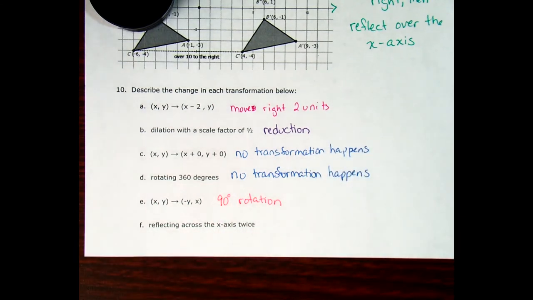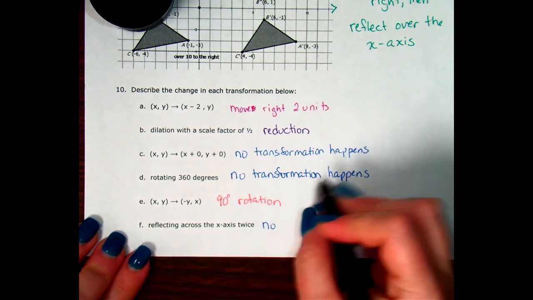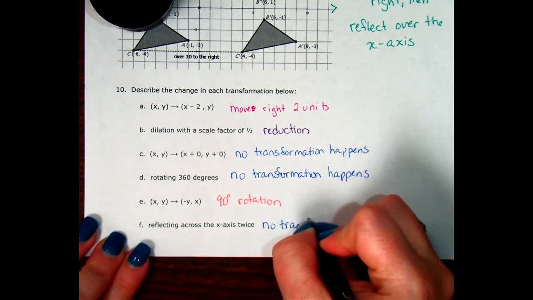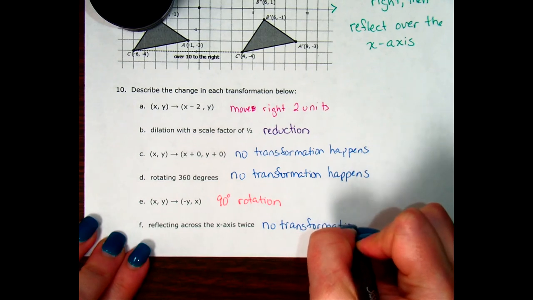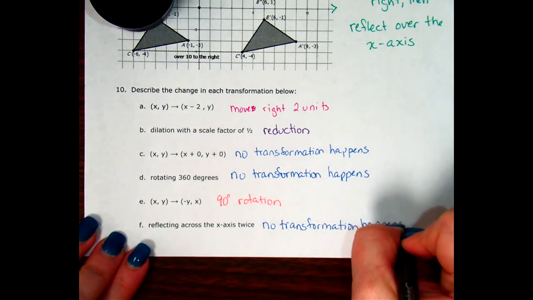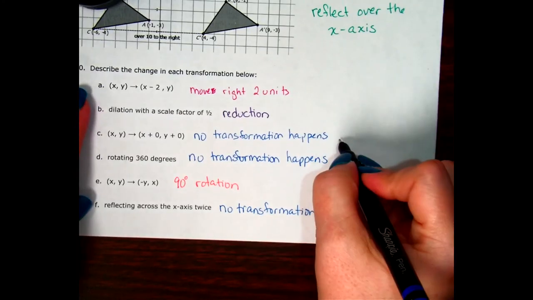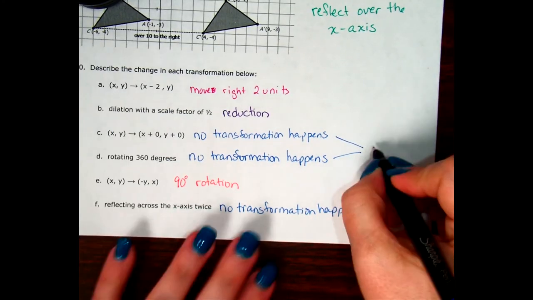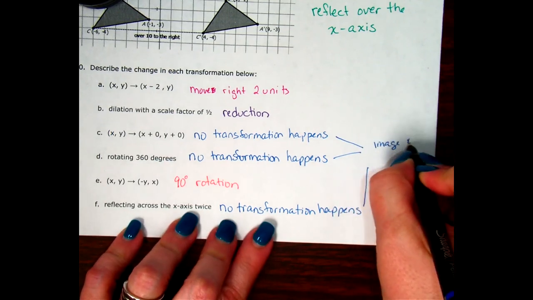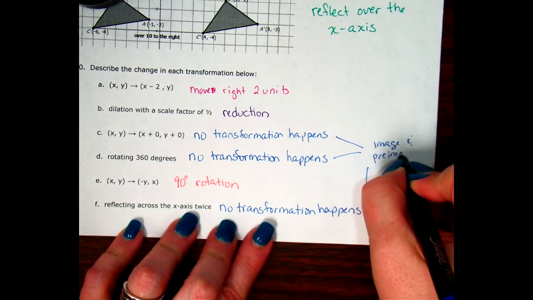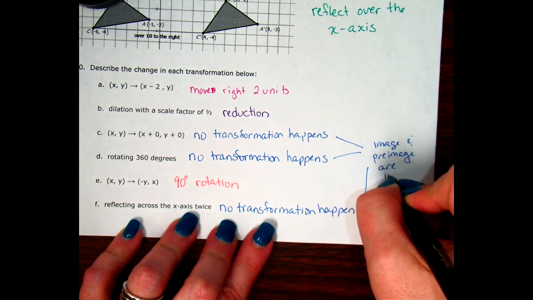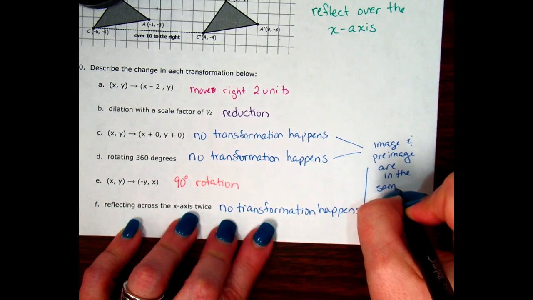Okay, and then what happens if you reflect across the x-axis twice? Well, if you reflect once, it moves you to the other side, and if you reflect across that same axis again, it's going to move you right back to where you were. So again, no transformation happens. You end up right back where you were. Okay, so on these three, your image and the pre-image are in the same locations.